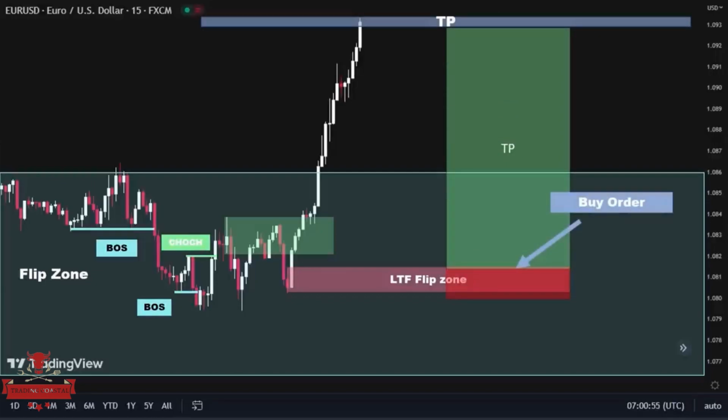Then we are going to set our stop loss a couple of pips below the lowest point of the zone and aim for this swing high as our take profit level. With these steps, we can take advantage of the entry confirmations and potentially make a profitable trade. Now that our buy order is in place, let's see how the market reacts.